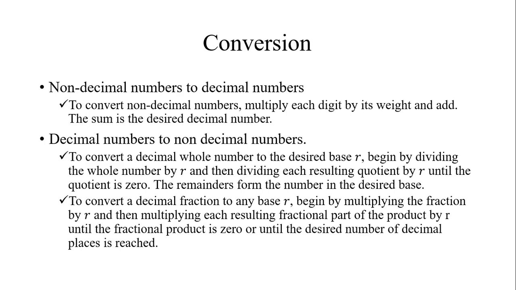Today we are going to discuss the conversion of non-decimal numbers to decimal numbers and decimal numbers to non-decimal numbers. So, non-decimal numbers to decimal numbers conversion. To convert non-decimal numbers, multiply each digit by its weight and add. The sum is the desired decimal number. Decimal numbers to non-decimal numbers.